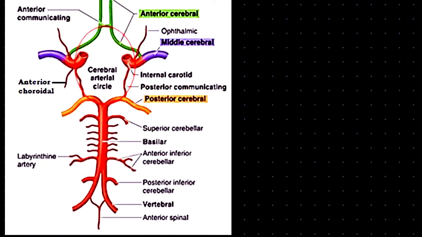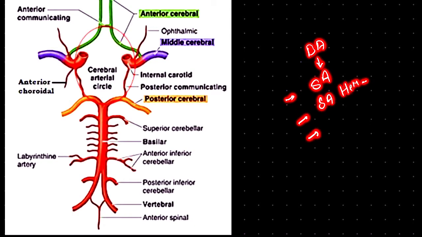So now let's talk about berry aneurysm. What is this berry aneurysm? It is mainly present in the subarachnoid space, and it will lead to subarachnoid hemorrhage. In this condition, the cerebrospinal fluid, which is present in the subarachnoid space, will mix with blood. This is the condition.